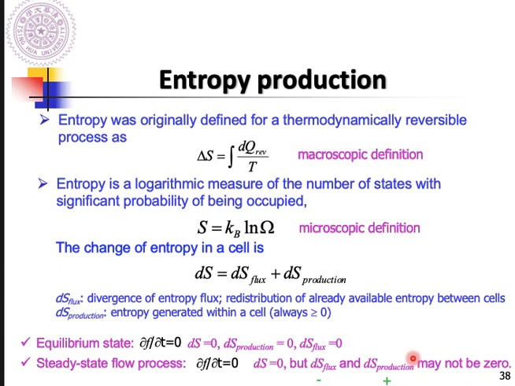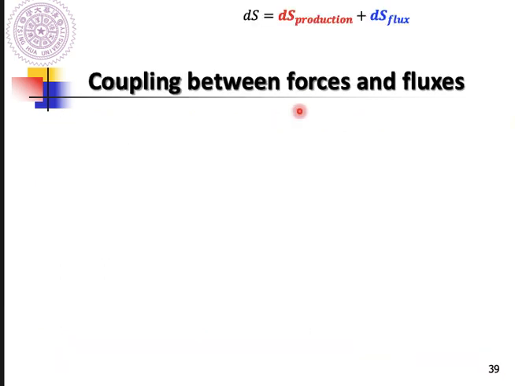And continuing from these results, we move to the steady state flow process. Based on this, we know the total change in entropy of the system equals the entropy produced by the system plus the entropy change from the surroundings.